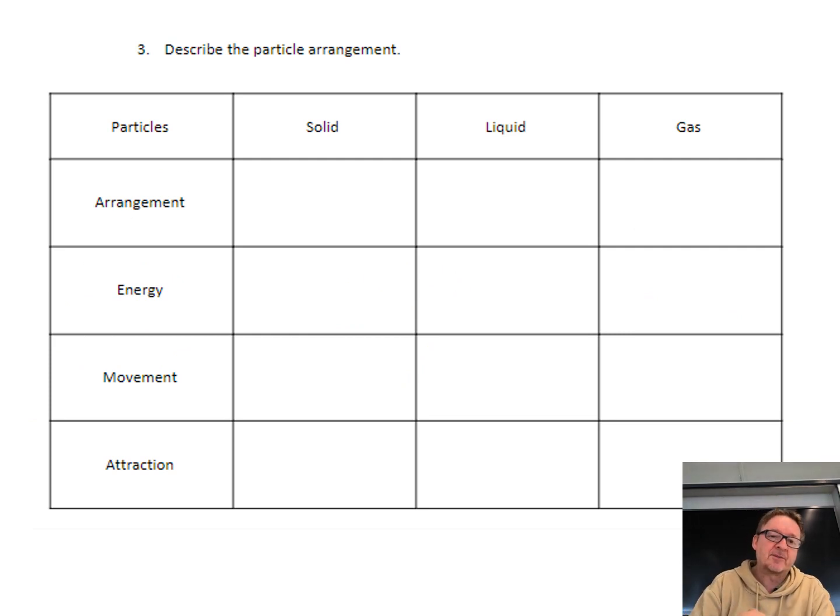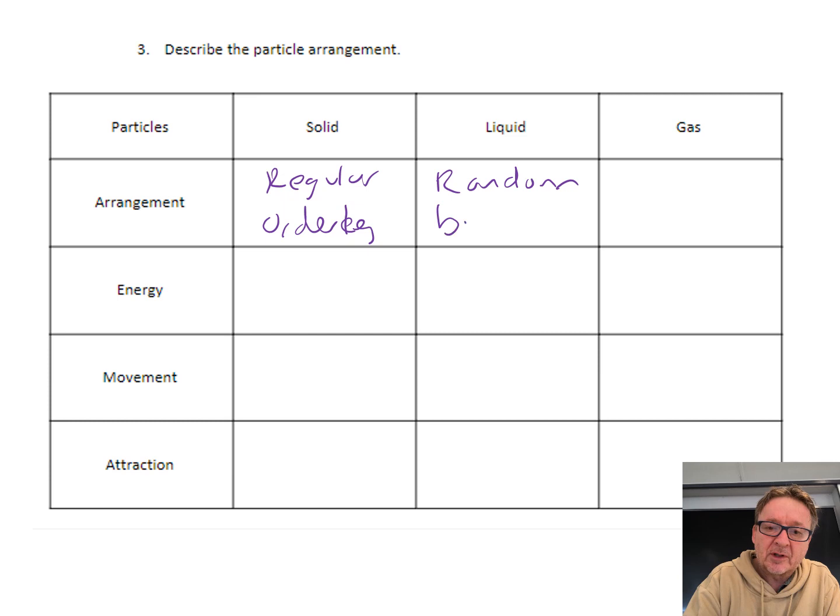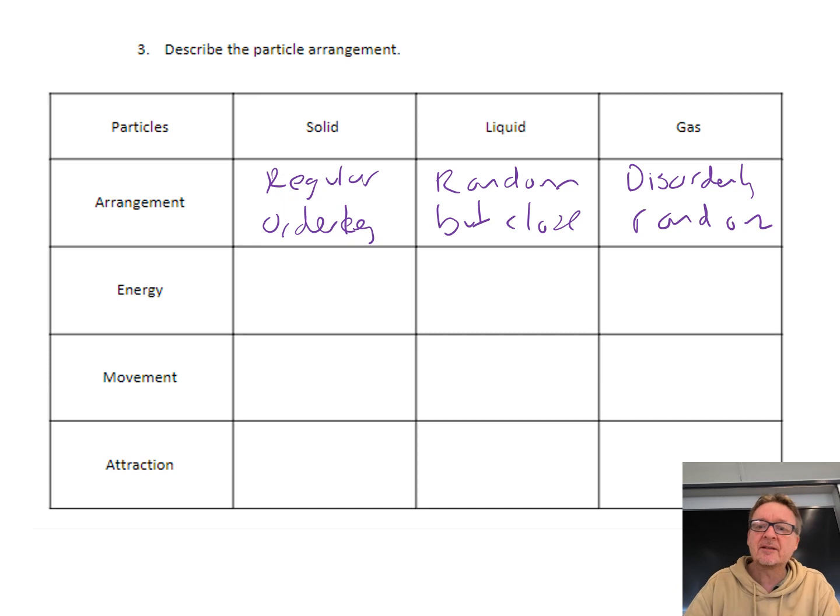Describe the particle arrangement, so we'll do arrangement first. Solid is regular and orderly. Liquid, random but close. And a gas is disorderly and random. They're kind of all over the place.